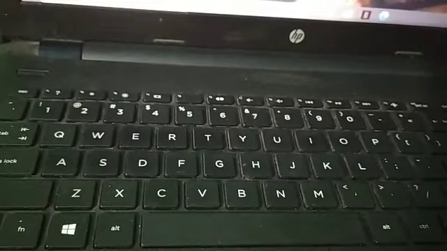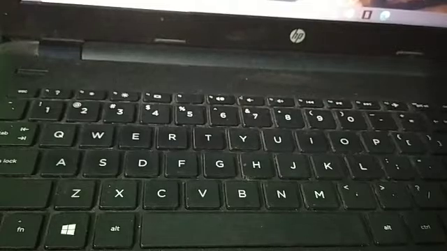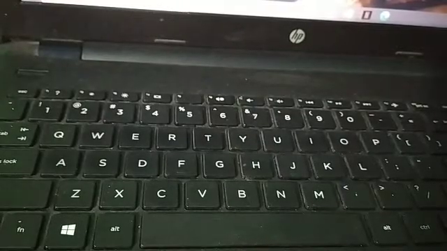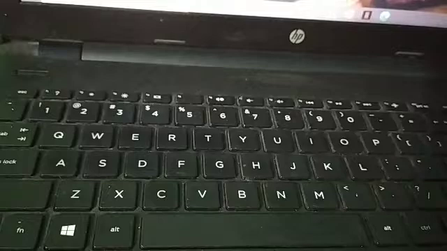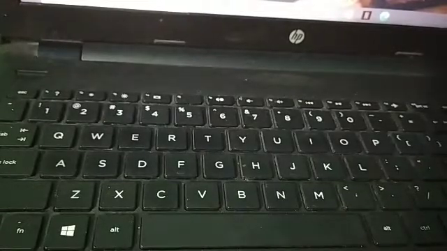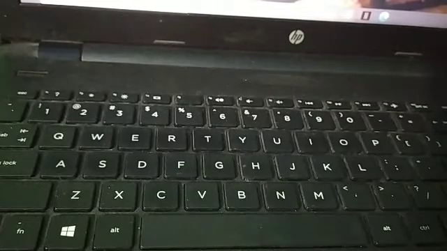In this chapter I am going to teach you about the keyboard. You have already seen the keyboard in the computer lab, so you are already familiar with it. Today we are going to study the keyboard.